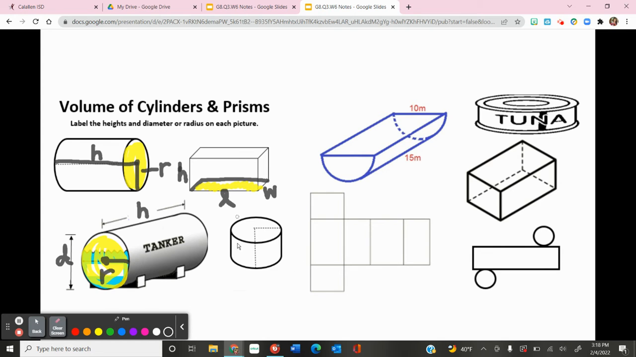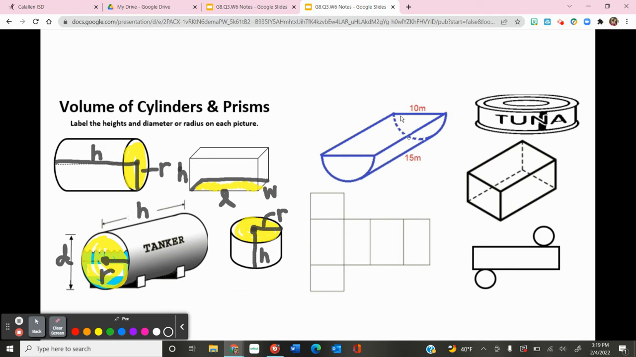Then we're going to take a look at this cylinder here. Again, I'm going to identify my base, which is up top here. And on my base, I only have a line that goes halfway. So again, this is going to be an example of my radius. Then from the center of my base to my second base, this is known as my height.